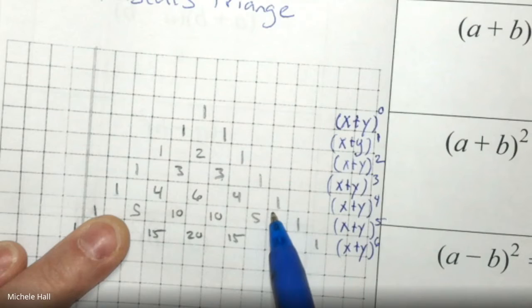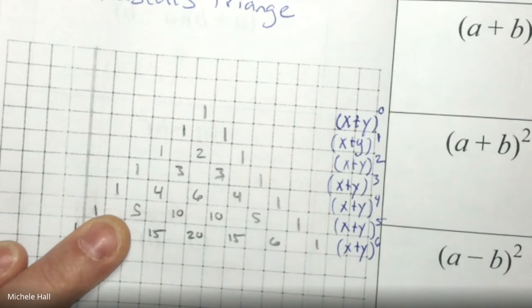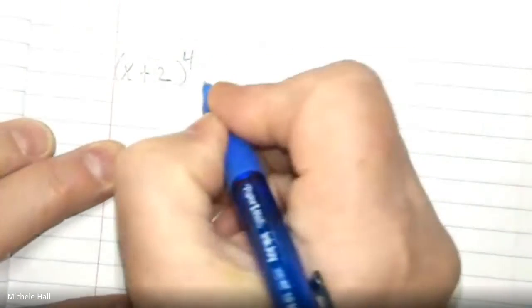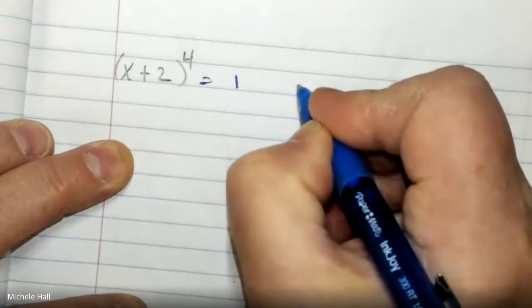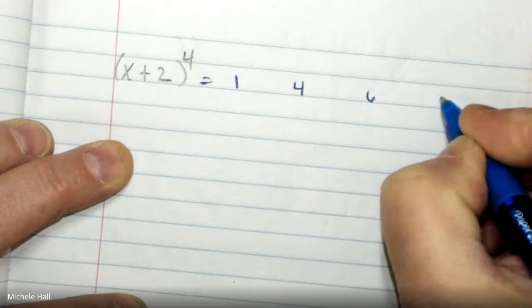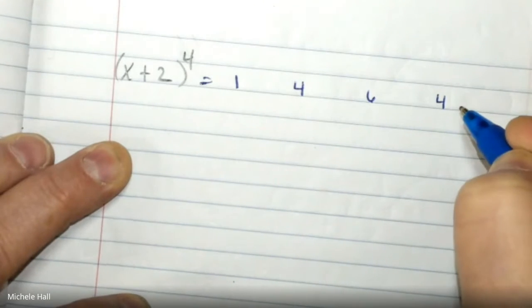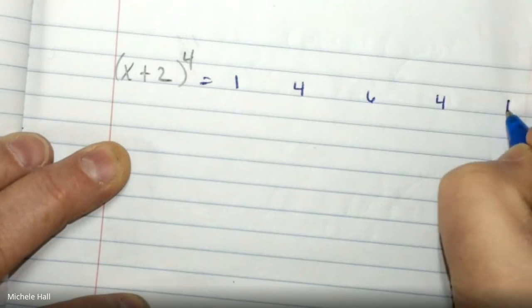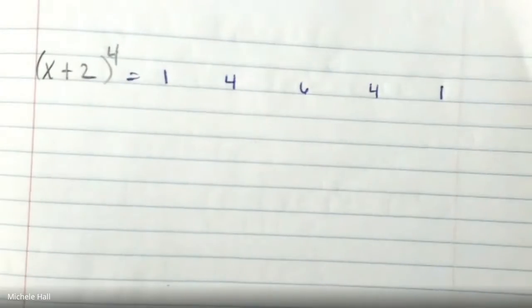Okay, so the first time we do this, I'm going to be spacing them out. We're going to have a 1, and then I'm going to space it out. A 4, a 6, a 4. Did I do that right? 1, 4, 6, 4, 1. Those are the coefficients of the term.